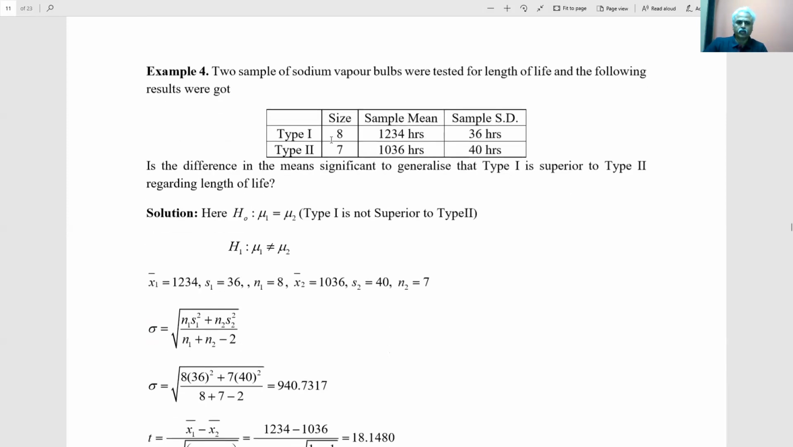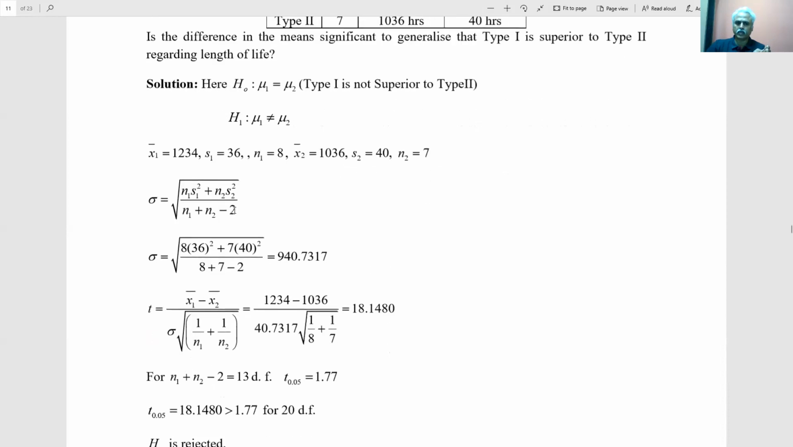Now, as is customary, we write the sample mean, sample size, and standard deviation: x1 bar, 8 is the sample size, and the standard deviation S1 is 36. Similarly, we write it for the second sample. Then sigma is calculated. Whenever two samples are given, there is a formula for the common standard deviation, so you substitute here.